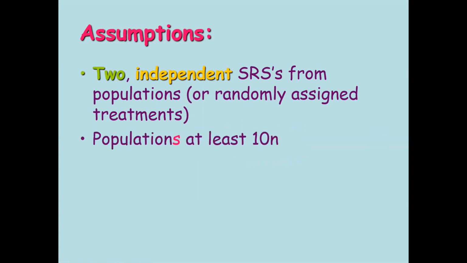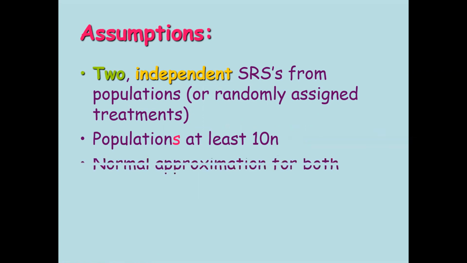We need to know that the populations are at least 10 times each sample size group. Therefore, the sample can't be most of the population. You need a normal approximation for both, so check for normality. Either each group needs to be a rule of 30. Actually, the rule of 30 does not apply for proportions.